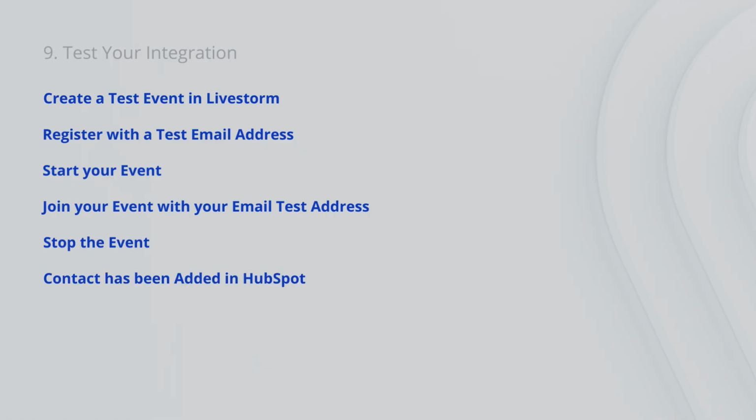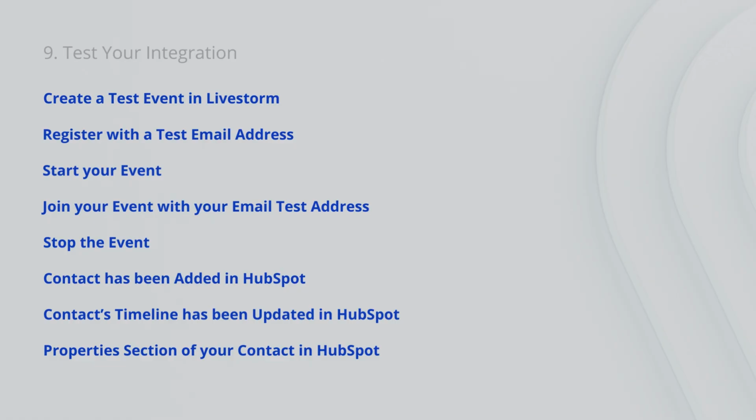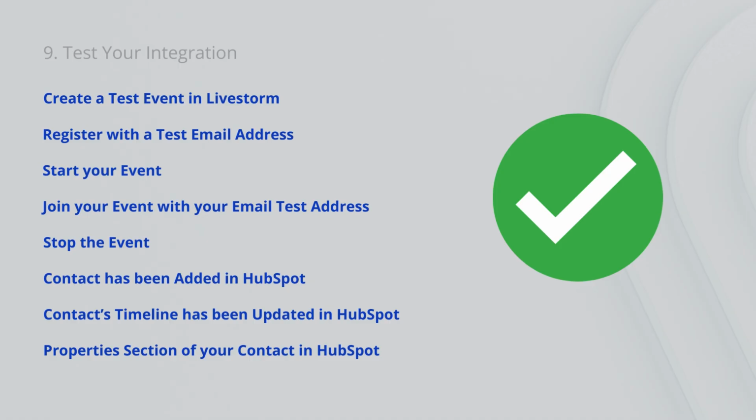Check that the contact has been added as a registrant in HubSpot, and check that the contact's timeline has been updated with the registration information, the attendance and engagement data for the session that just ended. Finally, check the Properties section of your contact in HubSpot to make sure that the custom fields mapped during the setup process have been correctly updated, if any. If that's the case, your connector is ready to use.